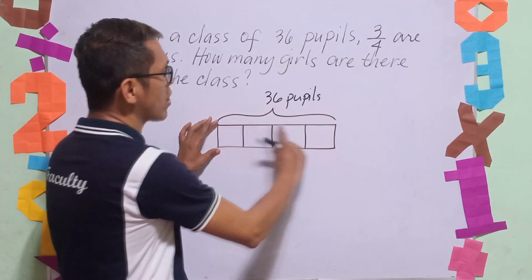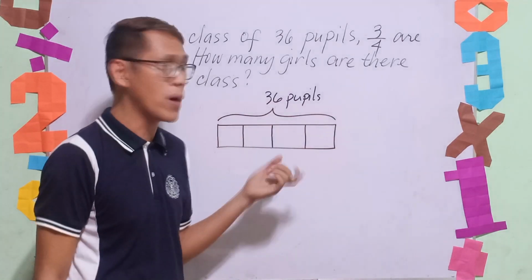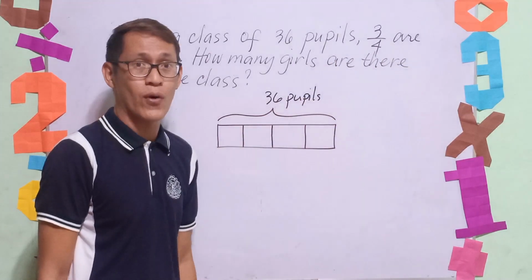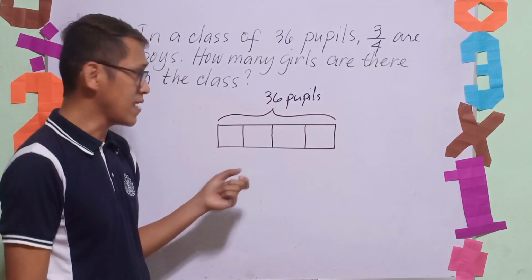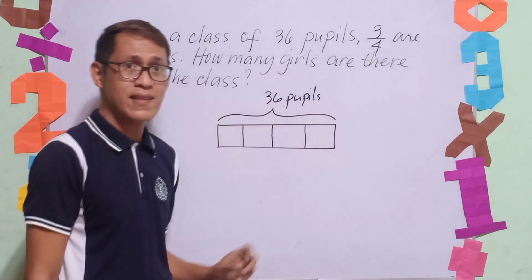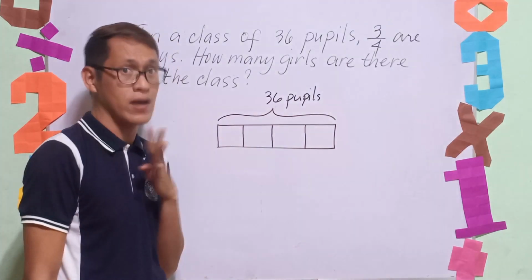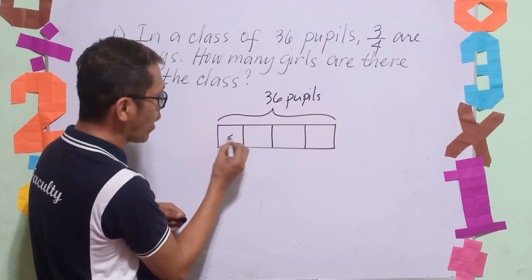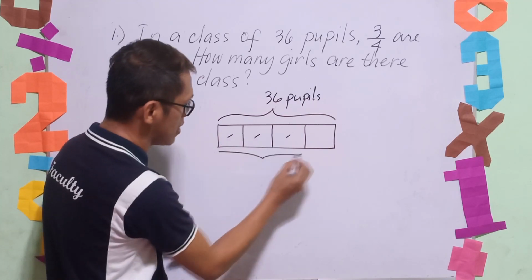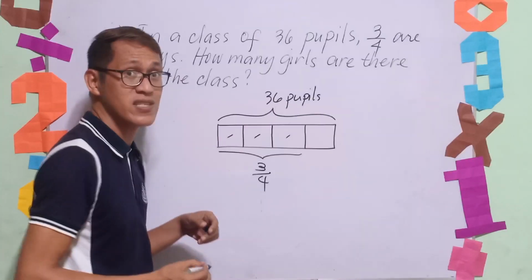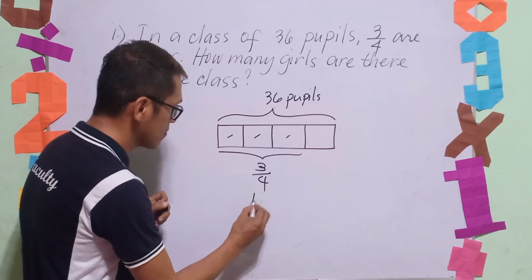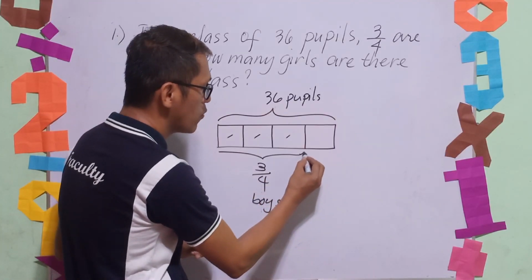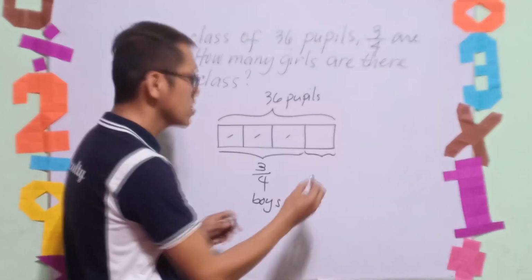Look at this entire block. The entire block represents 36 pupils. Then we need to get 3/4, which are boys. That's why I divided the entire block into 4 equal parts. So if we get 3/4, we have 1, 2, 3. So this is 3/4, which represents the number of boys. Meaning, this one part here represents the number of girls.